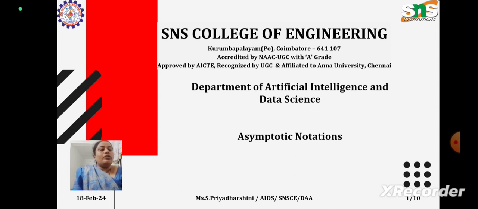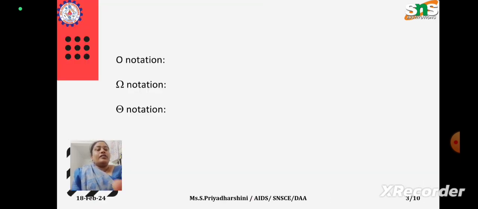So we all know asymptotic notations. Asymptotic notations are a mathematical way of representing the time complexity of an algorithm. There are three kinds of asymptotic notations: big O notation, big theta notation and big omega notation. Big omega notation is what we are going to see here.